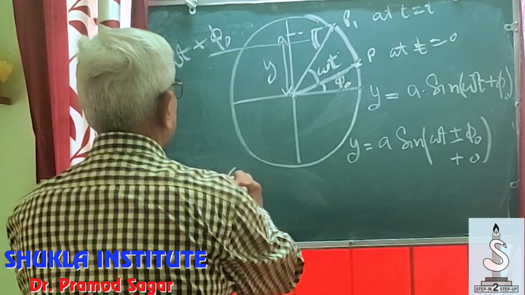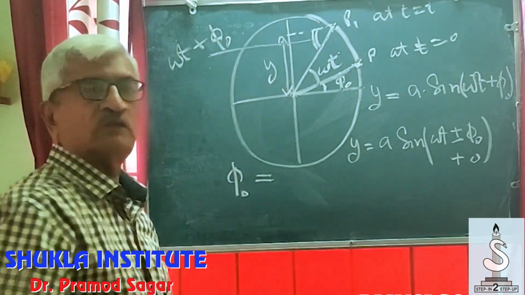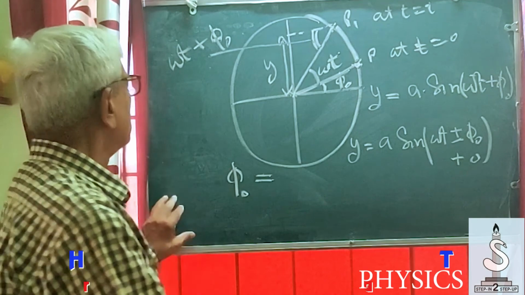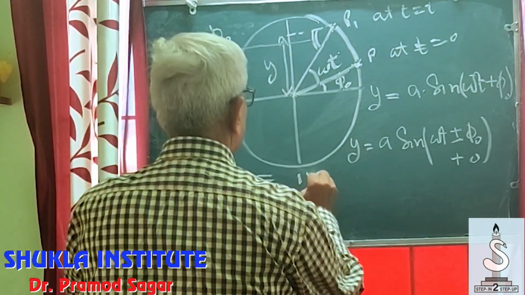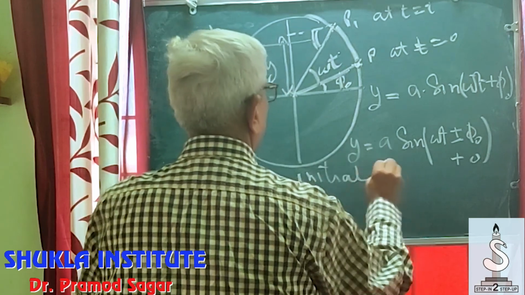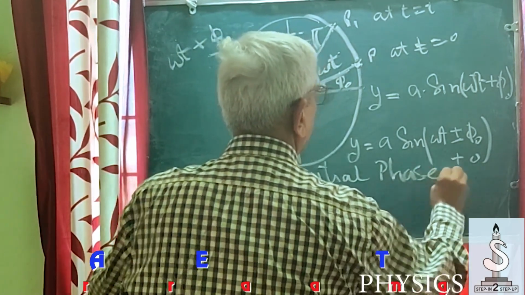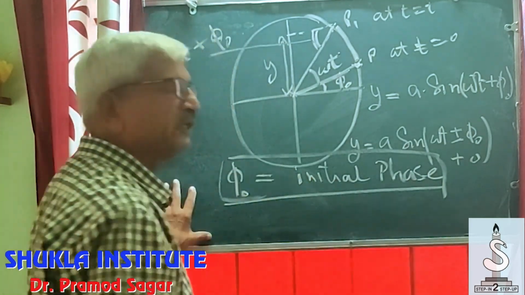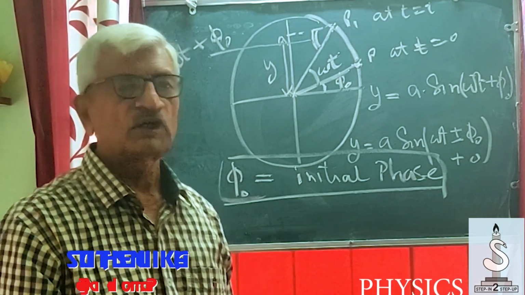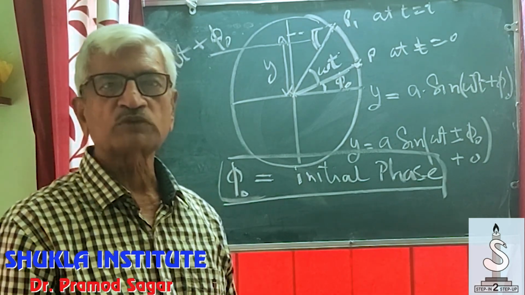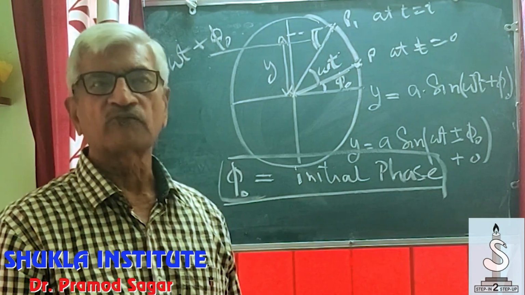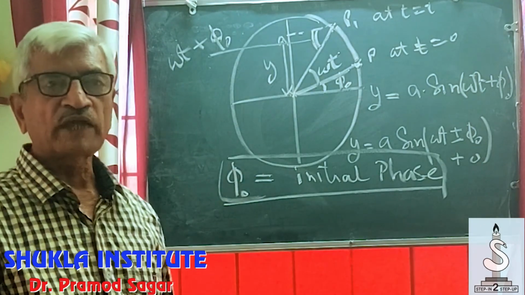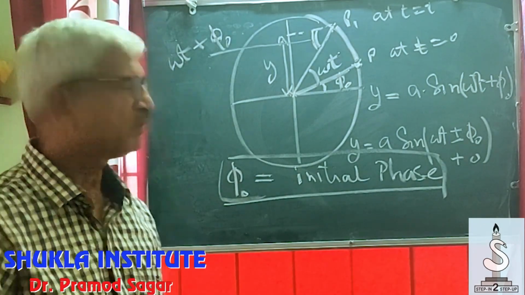Now this phi naught, which indicates the difference between the mean position and the initial position, is also called the initial phase. I shall be discussing phase a little later, because phase is one of the most important components in the entire wave subject. With this, I would like to come back to the case of a simple pendulum.